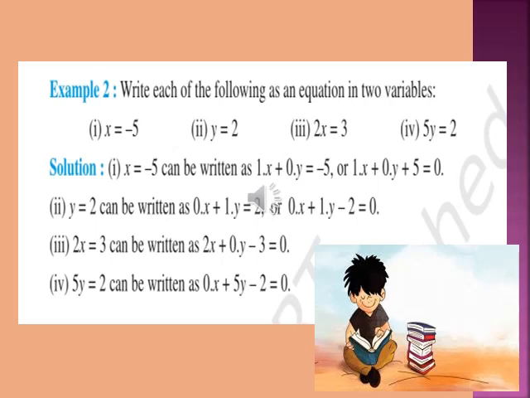Here the x term is missing. So we will write it as 0x plus 1y minus 2 equals 0. Third question, again the y term is missing. 2x equals 3. So 2x plus 0y minus 3 equals 0. Fourth, the x term is missing. 5y equals 2. So we will write it as 0x plus 5y minus 2 equals 0.